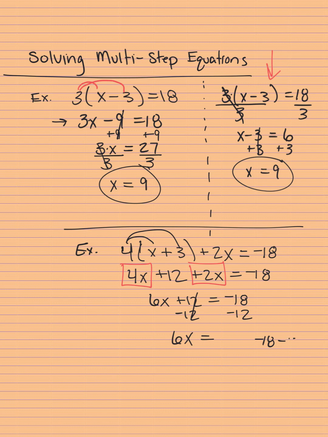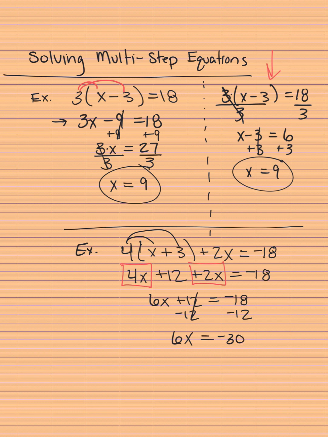So if we are putting this in our calculator, then we are putting in negative 18 minus 12. So careful with the extra negative signs when you're doing that. And we should get negative 30.